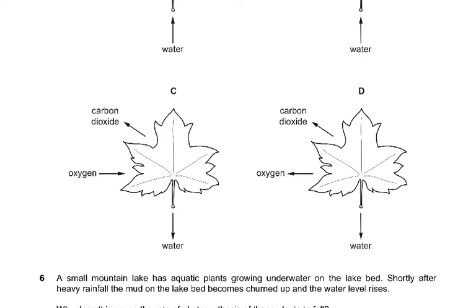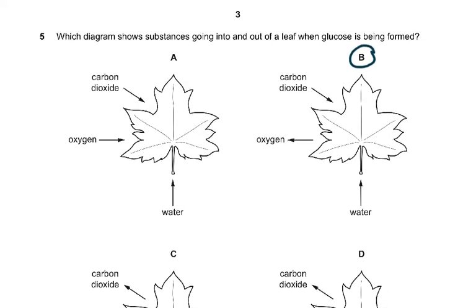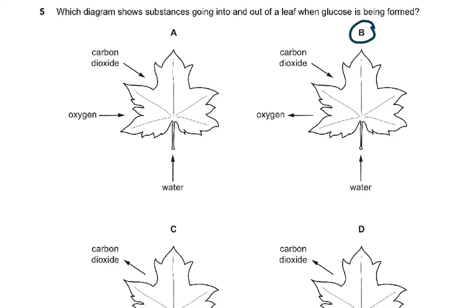Then we come on to question number 5. Now question number 5 is a very long diagram question. Which diagram shows substances going into and out of a leaf when glucose is being formed? So that means when photosynthesis is occurring. So you have to know this, that it can't be carbon dioxide entering and oxygen also entering. So this is wrong. Then why is this correct? Because carbon dioxide enters during photosynthesis and oxygen exits. So oxygen is going out and carbon dioxide is diffusing in.